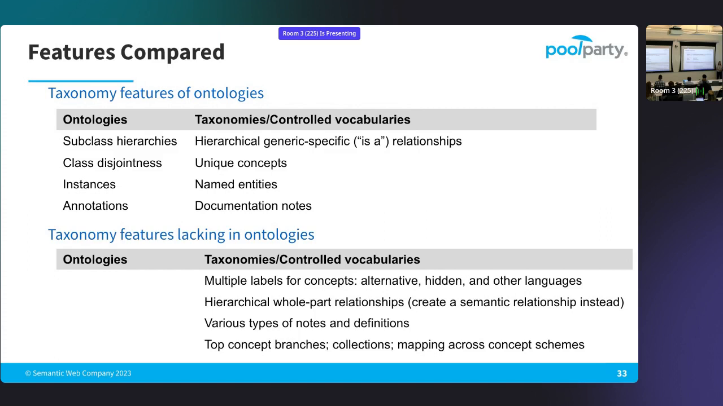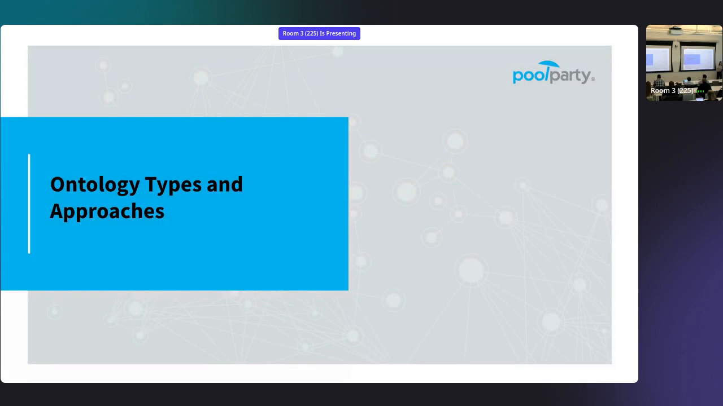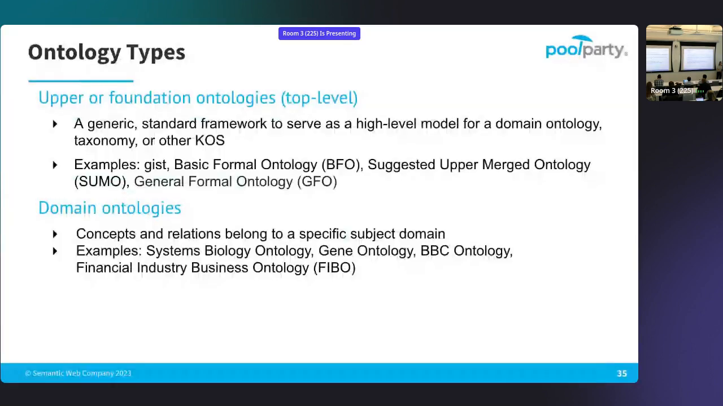Okay, the various types of notes and definitions. As I said, we have some documentation. It's much richer in those types of notes. And even the designation of something called the top concept. You might want to use that. And collections, so that's a feature as well, or mapping across different concept schemes. All right, any questions or comments at this point? All right. Okay, so different kinds of ontologies and approaches to building ontologies.